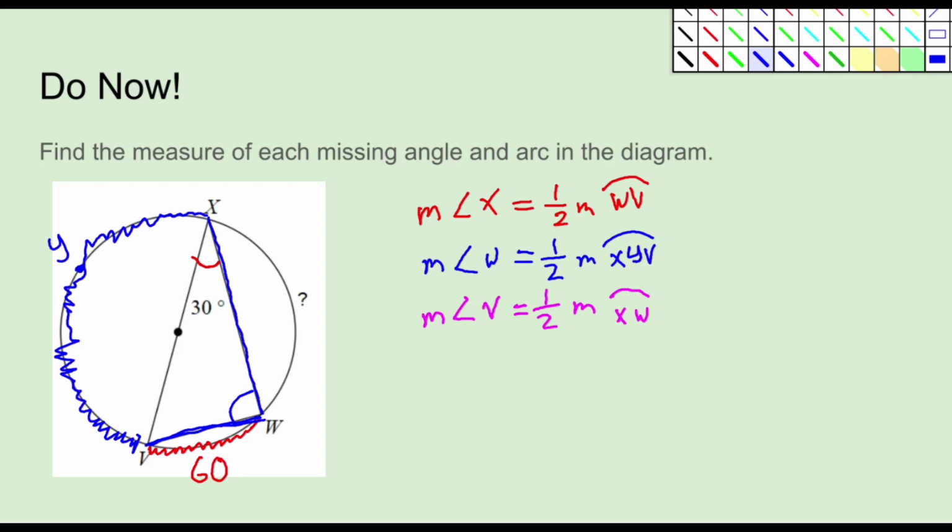And if we can figure out the measure of that arc, then we can figure out what the angle is. And we should know that this is a semicircle, meaning that it's half a circle. So the arc is 180 degrees. So if that arc's 180 degrees, then this angle W will be half of that. What's half of that? It's going to be 90 degrees. And that's how we do these.